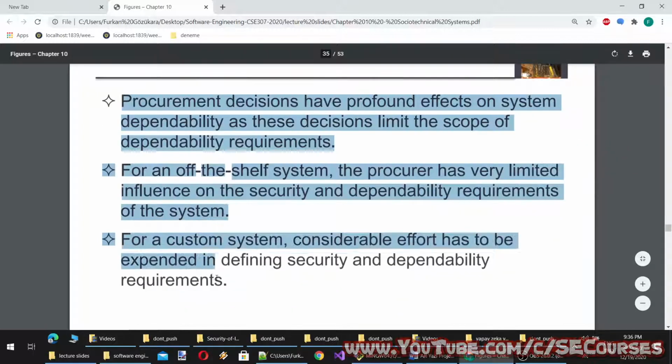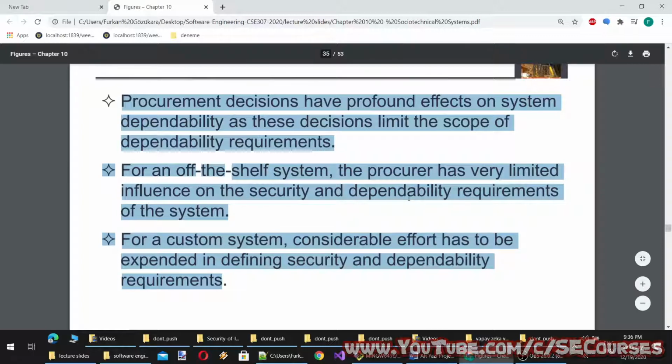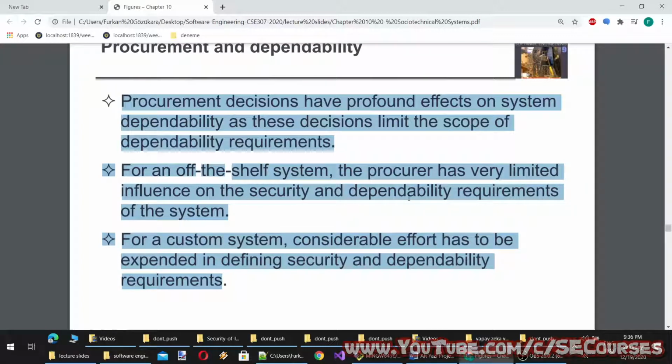Procurement and dependability. Procurement decisions have profound effects on system dependability, as these decisions limit the scope of dependability requirements. For an off-the-shelf system, the procurer has very limited influence on the security and dependability requirements of the system. For a custom system, considerable effort has to be expended in defining security and dependability requirements.